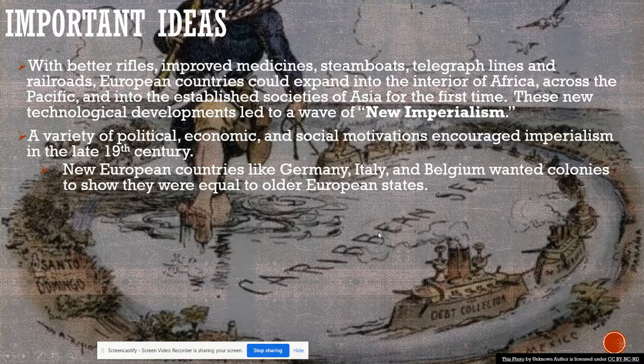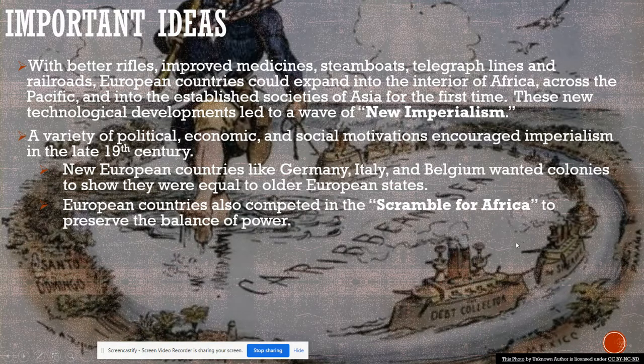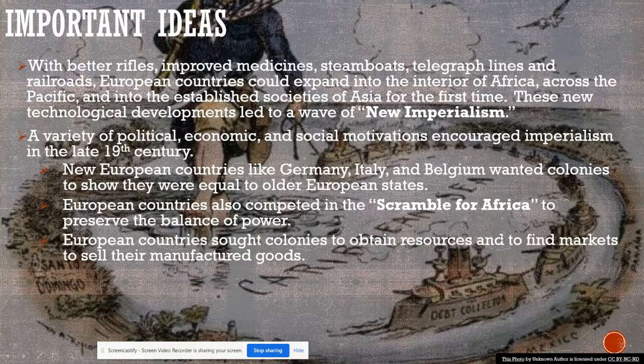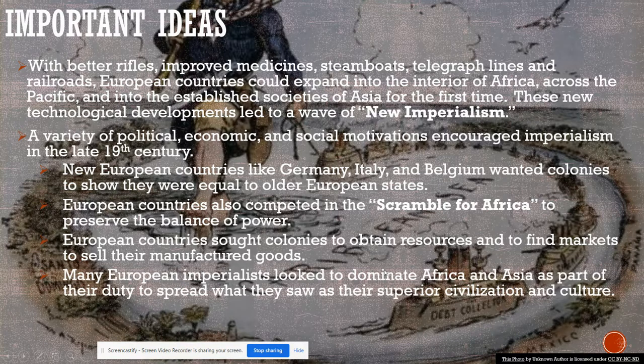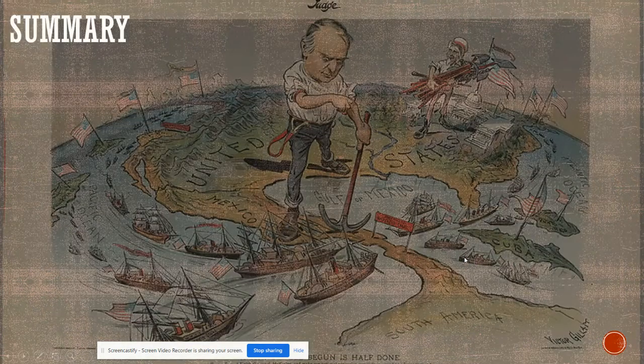New European countries like Germany, Italy, and Belgium wanted colonies to show that they were equal to France and England. European countries also competed in what was called the scramble for Africa to preserve the balance of power. European countries sought colonies to obtain resources and to find markets to sell their manufactured goods. So resources like raw materials, and then people to sell to, like when they took over parts of China. Many European imperialists looked to dominate Africa and Asia as part of their duty. This was the white man's burden, to spread what they saw as their superior civilization and culture.